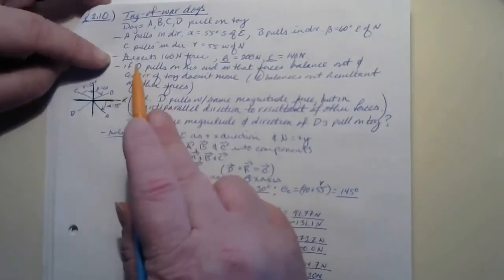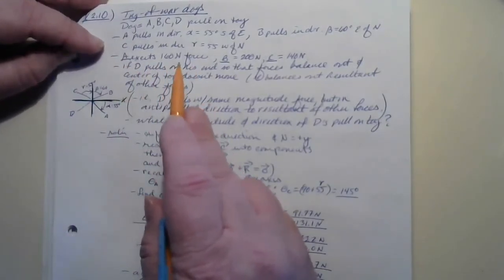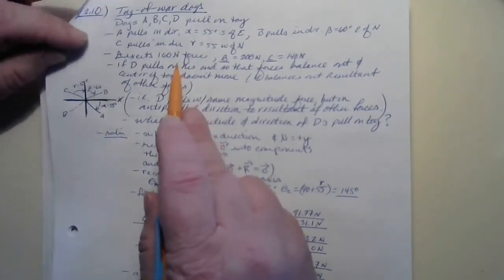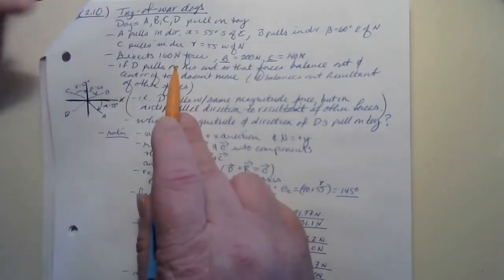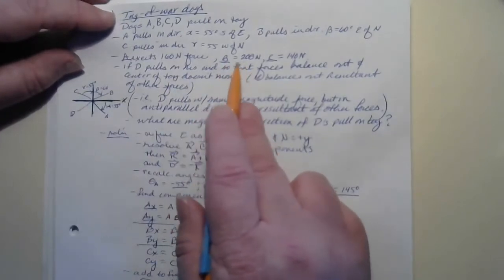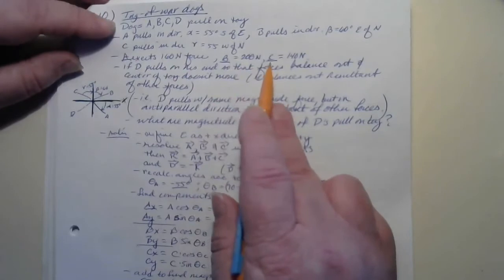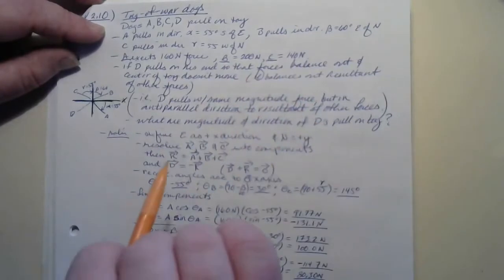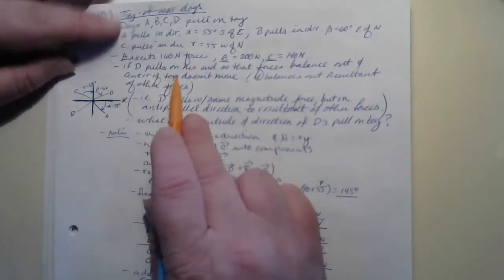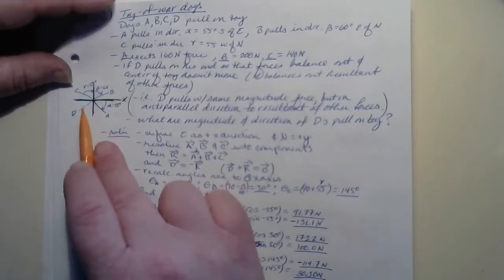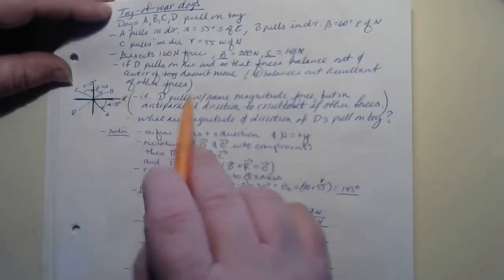It also tells you that dog A exerts a force of 160 newtons. Newton is the SI unit for force, and it's a kilogram meter per second squared. And dog B pulls with a force of 200 newtons, and dog C pulls with a force of 140 newtons. So we know the magnitude of these vectors also. If D pulls on his end, and D is over here somewhere, we don't know what the force is. In other words, we don't know the magnitude of the vector, and we don't know the angle, but it's over here somewhere.